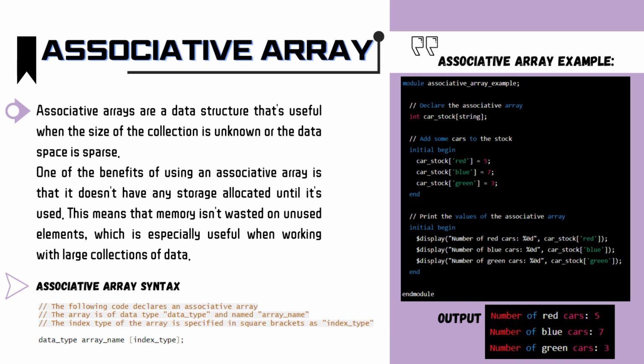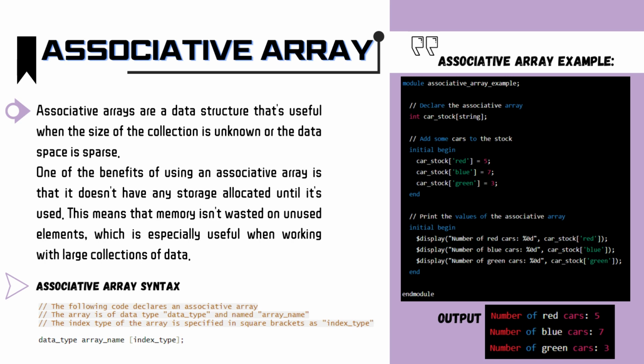We start by declaring a module called associative_array_example. Inside the module, we declare an associative array called car_stock of integer type using square brackets with the index type as string. This means that we can use strings as the index to access elements of the array.